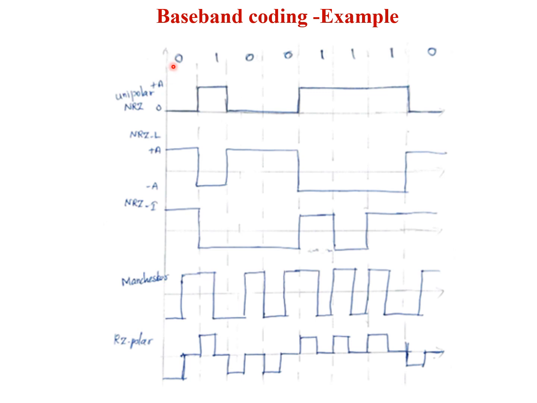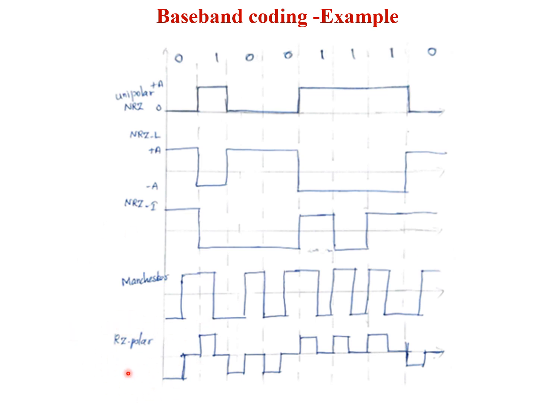0, how do you represent 0 in Manchester? Negative pulse followed by positive pulse. Then 1 is positive followed by negative pulse, then 0 negative followed by positive pulse, then again 0 negative followed by positive pulse, then 1 positive followed by negative pulse, then 1 positive followed by negative pulse, then again 1 positive followed by negative pulse, then 0 negative followed by positive pulse. Then the last one is RZ polar.